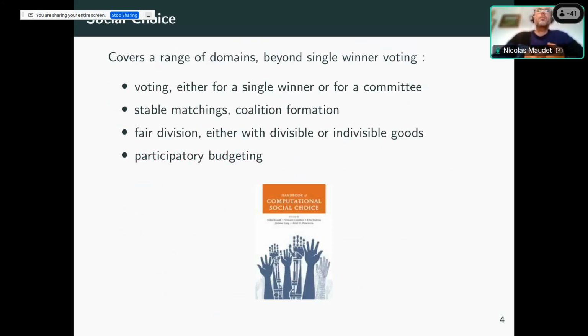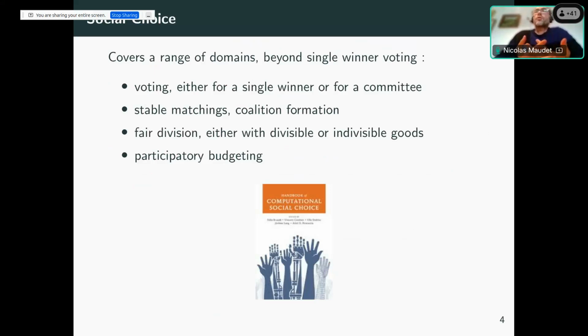It's also much larger than just voting over a single option. You can think of voting on a committee, when you have to elect K candidates, or you can think of trying to aggregate different rankings into a single ranking. That's also something which is quite common.